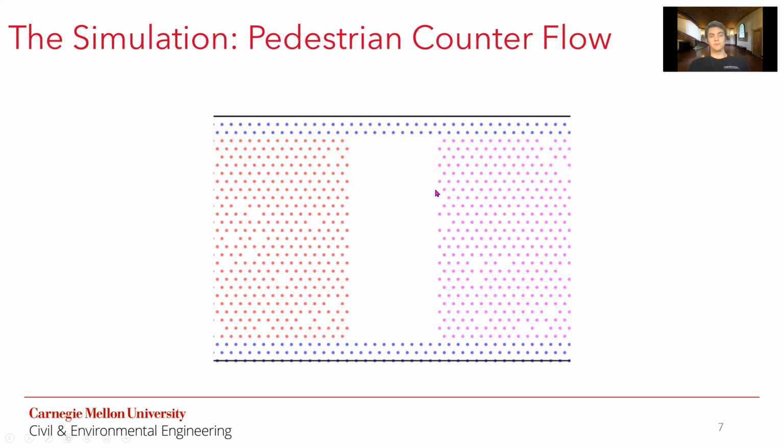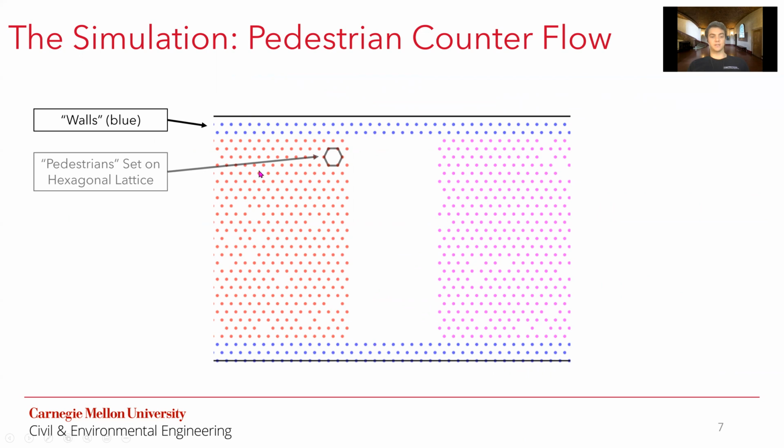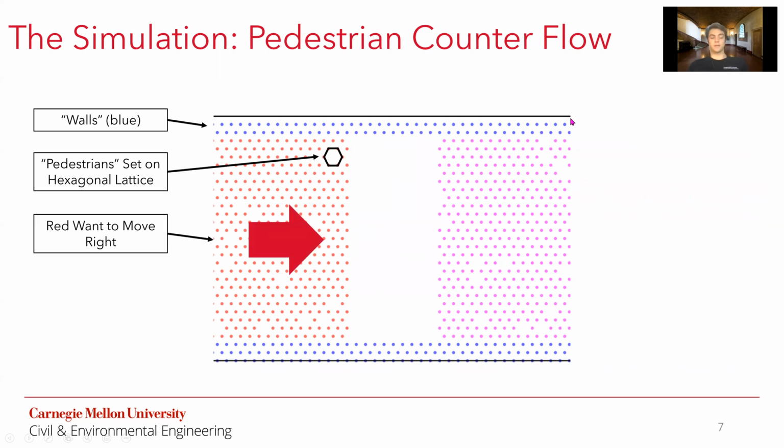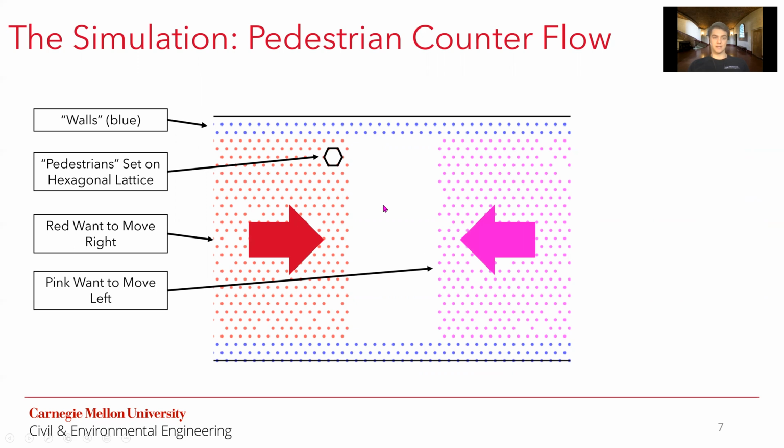Here's a top-down view of the initial conditions of another simulation. The blue cylinders on the top and bottom are the walls, and they are fixed. The pedestrians and the walls are set on a hexagonal lattice, as you can see here. As you saw in the video, the red pedestrians want to move to the right, and the pink pedestrians want to move to the left.